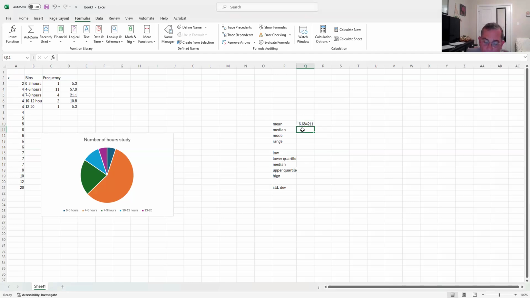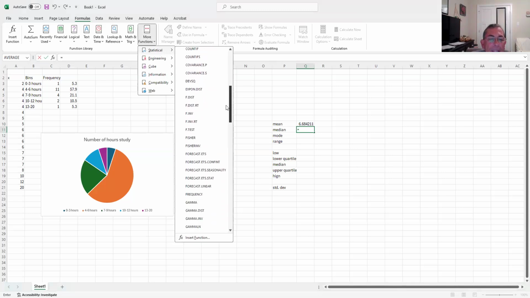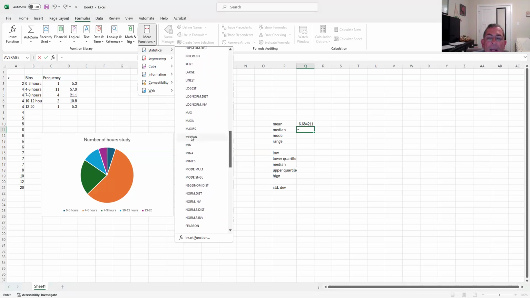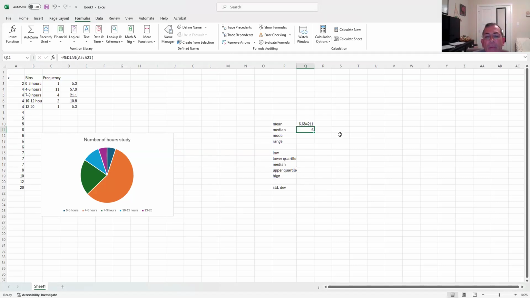Now the median, I'm going to put equals. I'm going to go to my formulas, and over here on more functions, I'm going to click that. I'm going to go statistical, and it's actually got median in here. So click on median, and then come over here and highlight that data. This will tell me what my middle values are. So I'm going to hit enter. And my middle value was 6 hours.